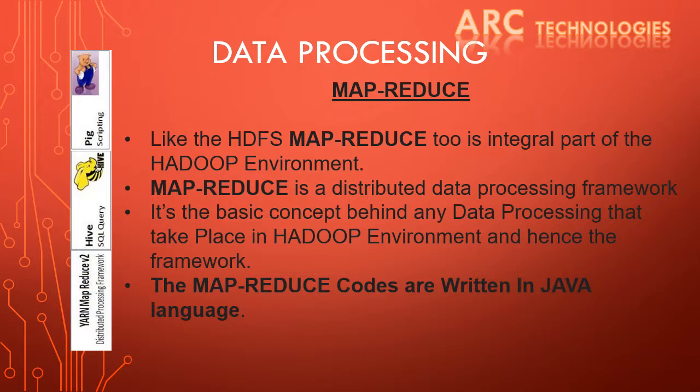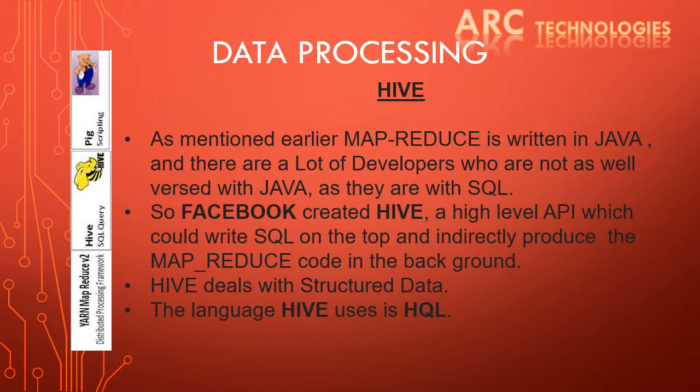Now, this is very important: MapReduce codes are written in the Java language. As MapReduce is written in Java, many people, including me, are not that proficient in Java. So later on, when Facebook was getting very popular and they went for HDFS and the Hadoop ecosystem, their developers were finding it difficult to code everything in Java. So they developed a high-level API which could write the code in SQL on the top, and indirectly those codes would produce MapReduce code at the lower level.